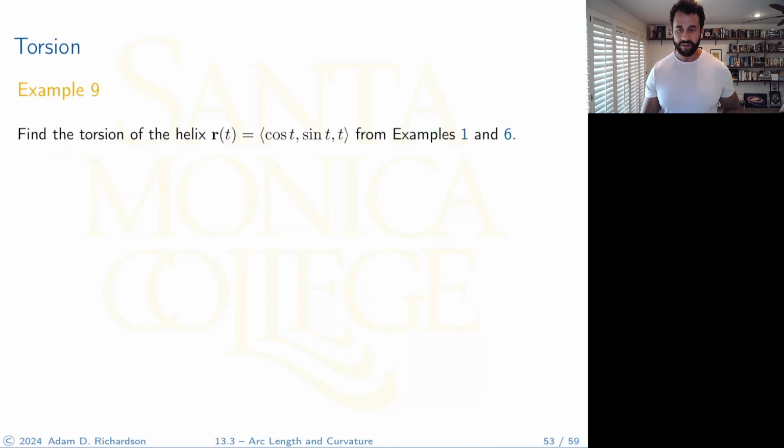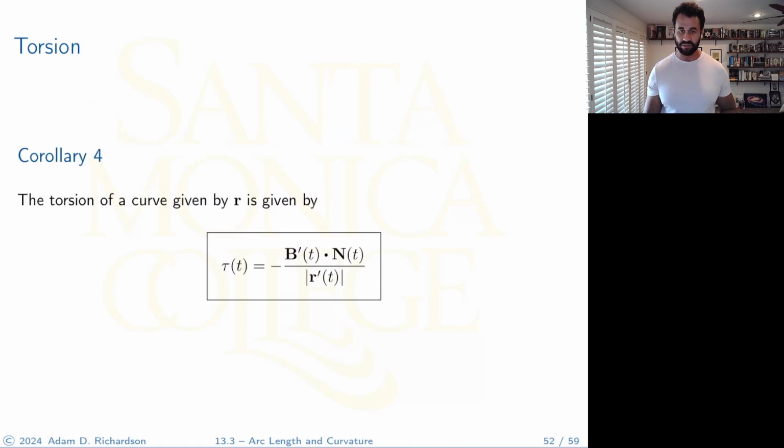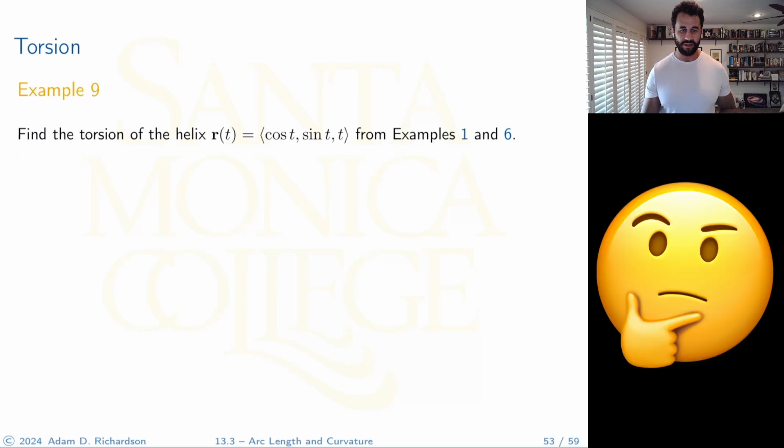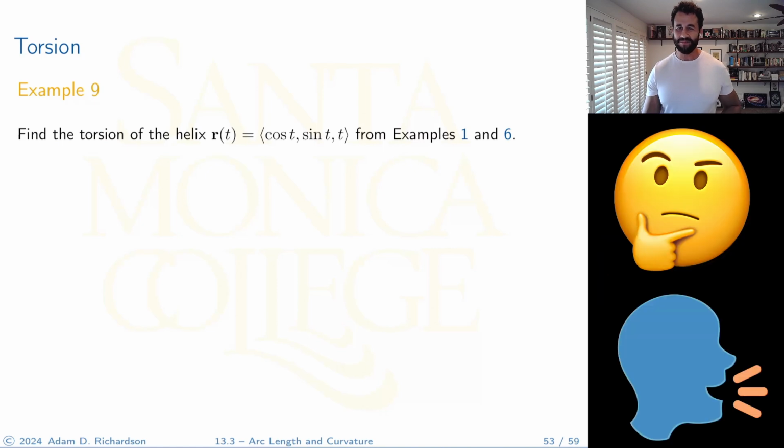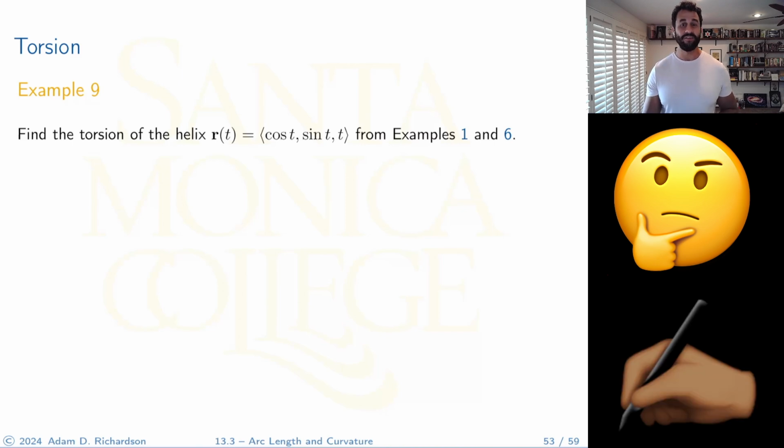Okay, now here's one I want you to try. Try to find the torsion of this helix that we explored in examples 1 and 6. You can use this formula. So think about how you're going to start. Say something out loud to yourself about how you'll start. A groan is okay. And then try to calculate it. What is the torsion of the helix?